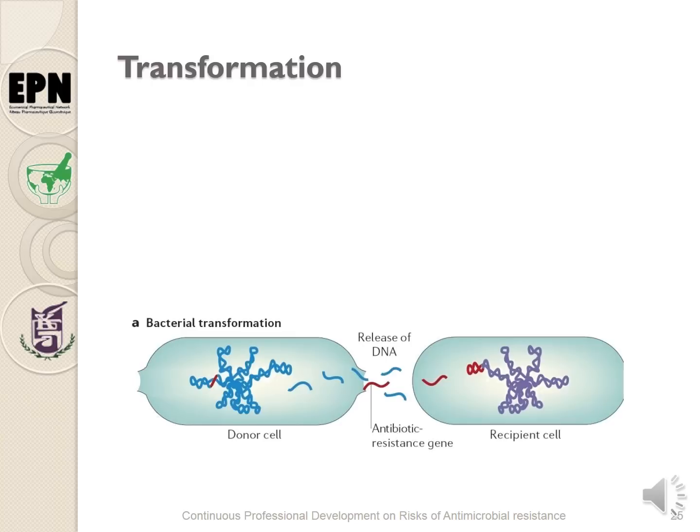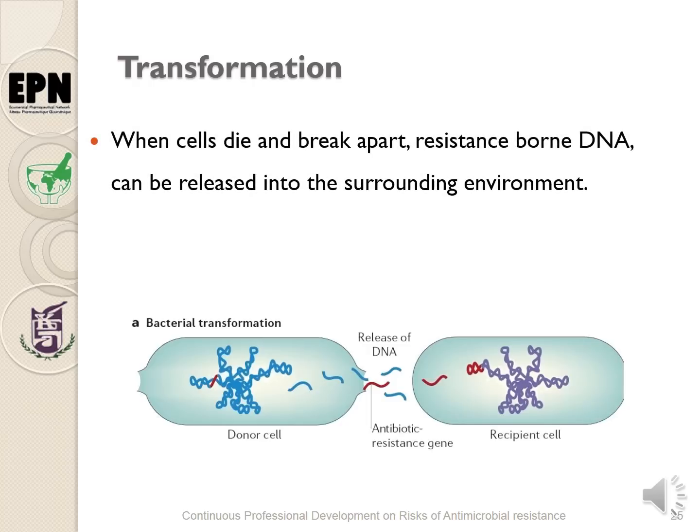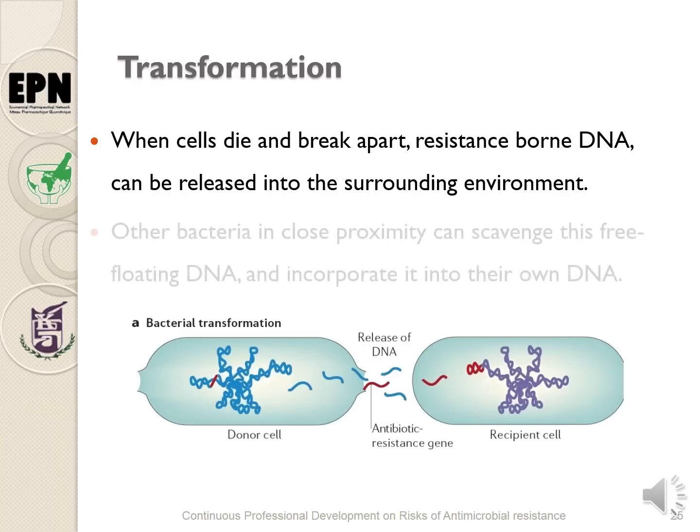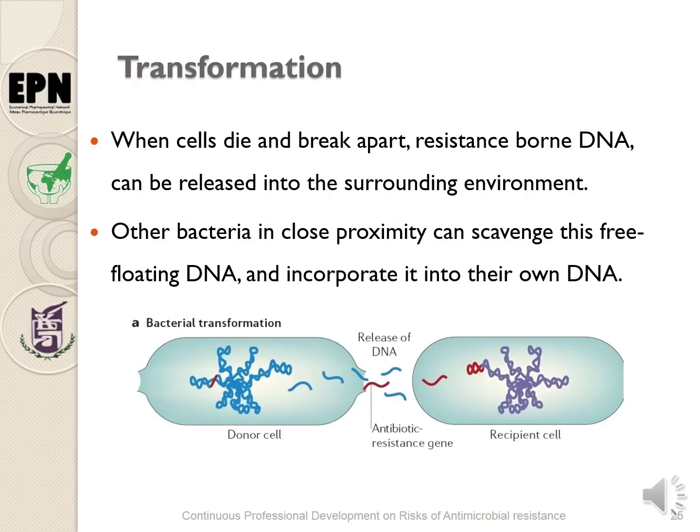In transformation, the transfer of a naked DNA from a dead bacteria to other bacteria in close proximity occurs, and the living bacteria is able to incorporate the resistant gene into their own DNA. Some of the free DNA may contain advantageous genes, such as antimicrobial resistant genes, and may benefit the recipient cell, essentially making it resistant to similar antibiotics that it might be exposed to.